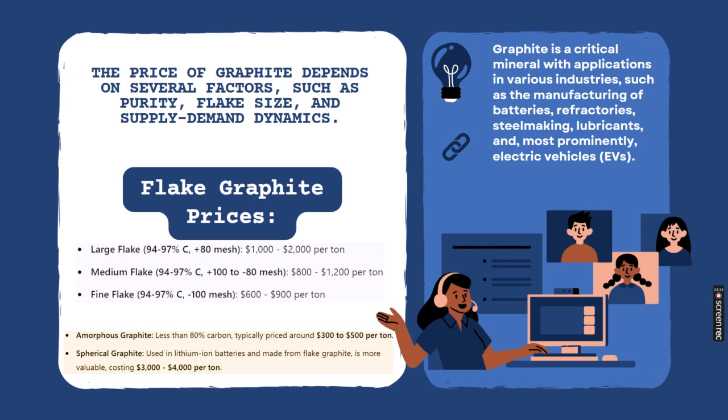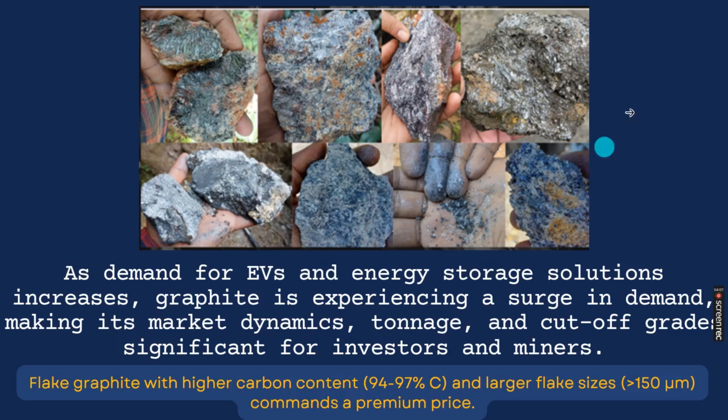Now amorphous graphite is 80% carbon, it is relatively less pure, and that is 300 to $500 per ton, that rate is for amorphous graphite. Then apart from that, most importantly, spherical graphite, which is mostly used in lithium ion batteries, is more valuable, and its cost is about 3,000 to $4,000 per ton. Now you can imagine the price.